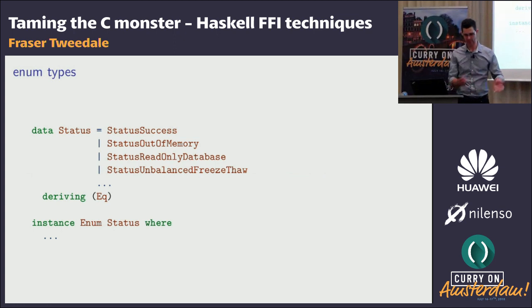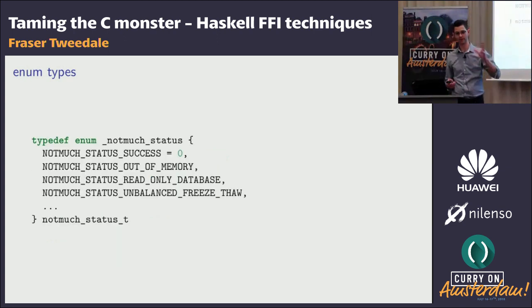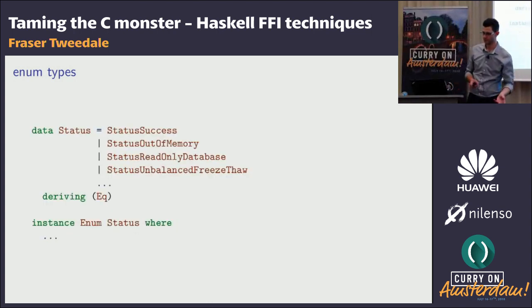And once C2HS has pre-processed the file, we get a result like this. So it's just some type of nullary constructors. The name of the type is Status. The various constructors are derived from the names of the members of the enum, but with some simple transformations applied. We get the deriving clause that we asked for. And for free, we also get an instance of the Enum type class. So this allows us to convert between Haskell ints and values of this Status data type.